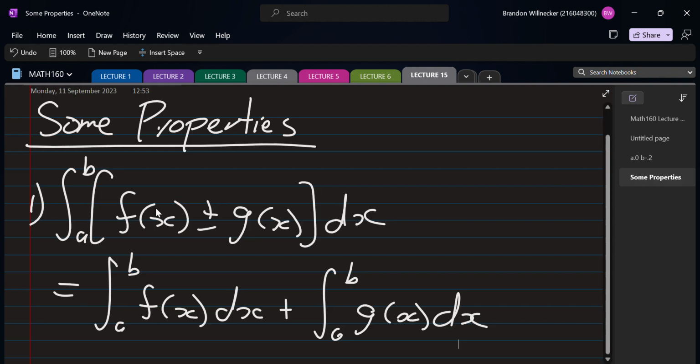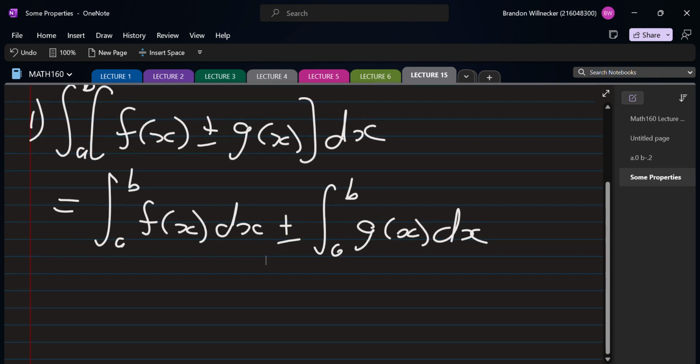So if we look at these properties, if we have f of x plus g of x, we should be able to split these into two parts as well. Okay. So you can try and prove this from that sum definition. Okay, so that's the first one.